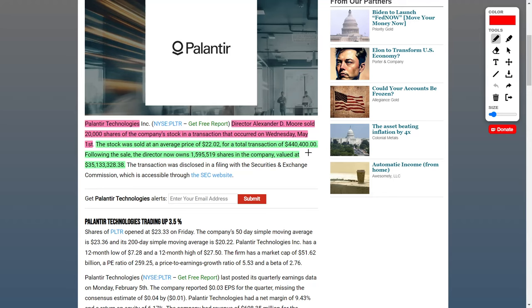$440,400 from this transaction. You should also keep in mind that the director only sold 20,000 shares, and he still owns around 1.59 million shares of the company worth over $35 million. So for this director to sell only 20,000 shares, I don't think investors need to overreact like they've been doing.